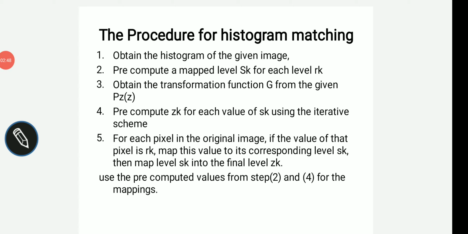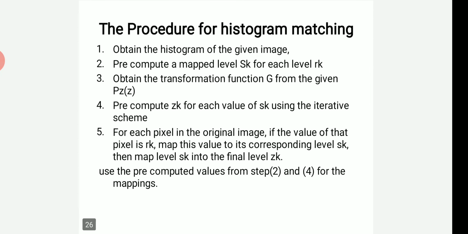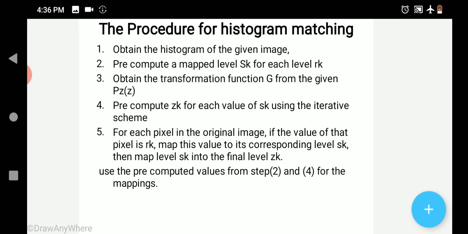Now let us see the procedure or the steps for histogram matching. The first step is to obtain the histogram of the given image. You know how to get the histogram of an image. Already we have done it for 4x4, 5x5, and also 64 by 64 pixel images. You get how many times certain gray levels occur in an image, that is your histogram. So for a given image, calculate the histogram.